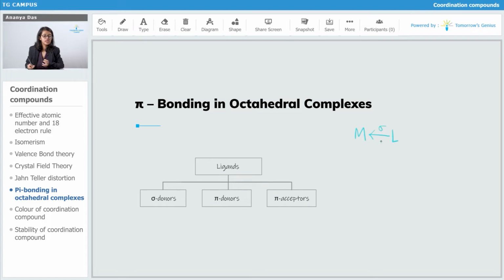Now this bond can either be the metal donating to the ligand, or again the ligand donating to the metal. The second bond is the pi bond. So this is the pi bond which is shown by octahedral complexes.